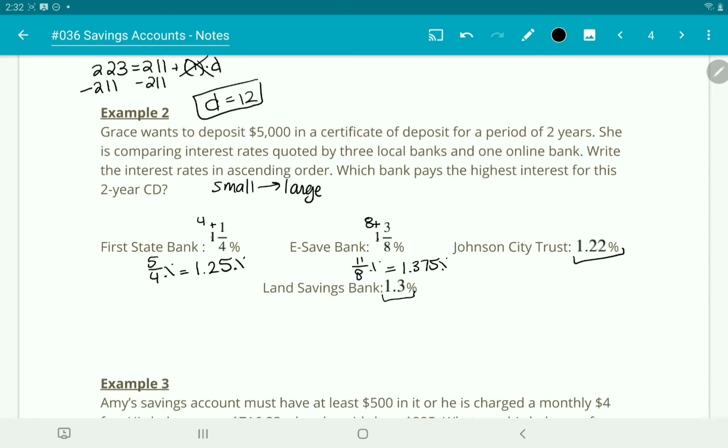Looks like the smallest number is going to be this 1.22%. Then from there we would have this 1.25%, or this 1 1/4%. Then we'd have this 1.3% for this land savings bank. And then lastly, we'd have this 1.375 because it's a little larger than that, but that is the 1 3/8%. So the bank that has the highest interest would be the eSafe Bank, because that's the one at the end, because it's the highest number.